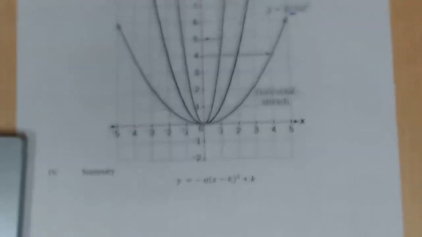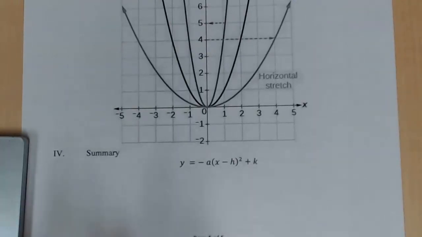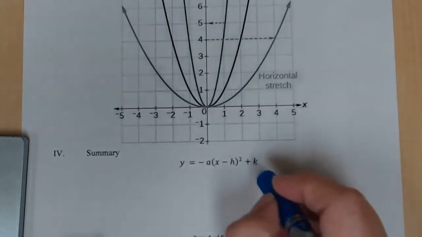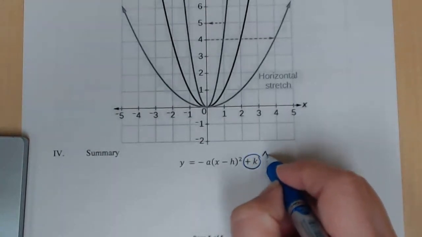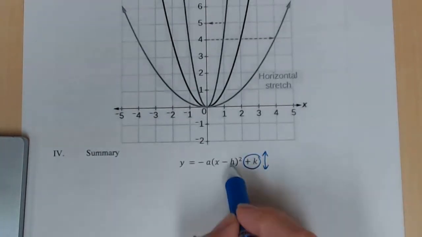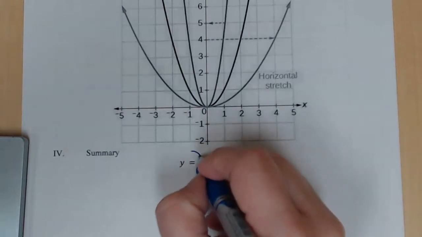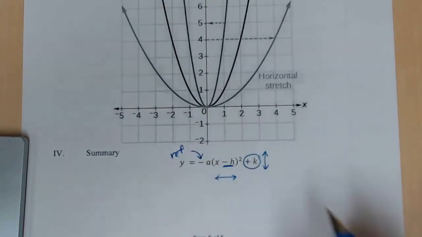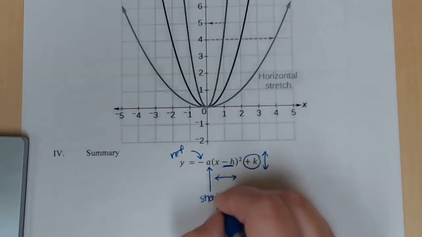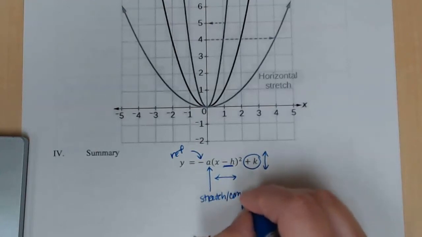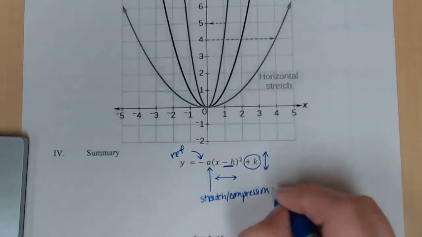So I know I went really quick through all that. So make notes of the things you're going to have to use as you're doing details of homework. But here's the summary, and here's how I want to address this with you. I want you to understand that this value on the outside is moving it up and down. I want you to understand that this h on the inside is moving it left and right, and it's the opposite of what you think. I want you to know that this is causing a reflection, that negative. And I want you to know that this A on the inside or outside causes a stretch / compression.